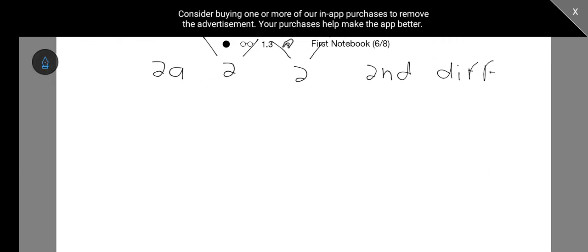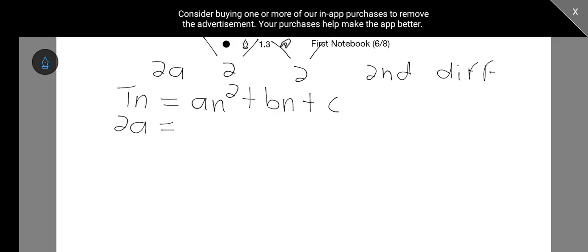So we're going to start. We know that it doesn't change. The general term, the nth term, or the defining equation is that Tn is equal to an squared plus bn plus c. Now, this means that we're going to solve for 2a. We're going to say that 2a is equal to 2, which is the second difference, and then a is equal to 1.